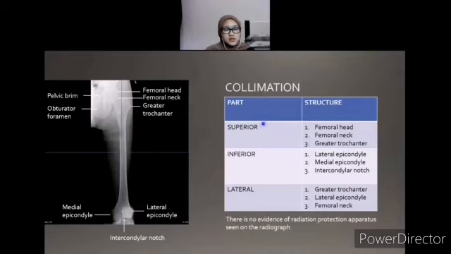Next, for the collimation, at the superior border, structures that should be included are femoral head, femoral neck, and greater trochanter. And at the inferior border, structures that should be included are lateral epicondyle, medial epicondyle, and intercondylar notch. At both lateral borders, structures that should be included are greater trochanter, lateral epicondyle, and femoral neck. There is no evidence of radiation protection apparatus seen on the radiograph.